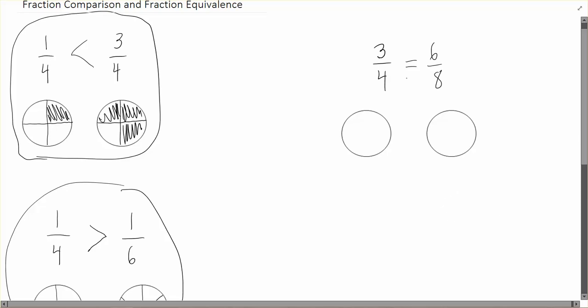First of all, let's just think about a picture here. What is 3/4? Okay, that means I've taken my whole and split it into 4 parts, and I've got 3 of those.